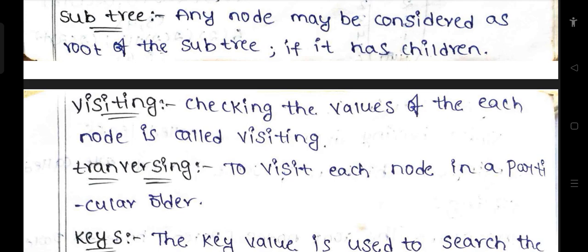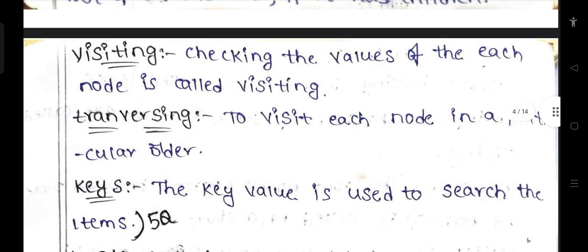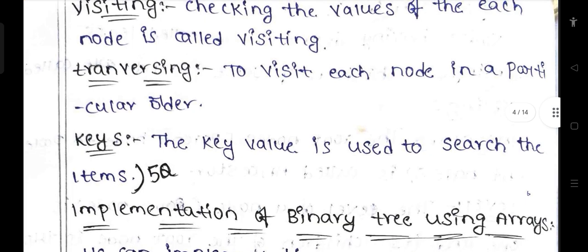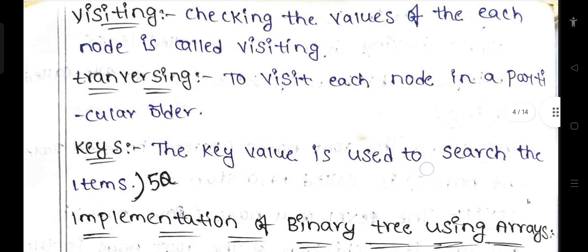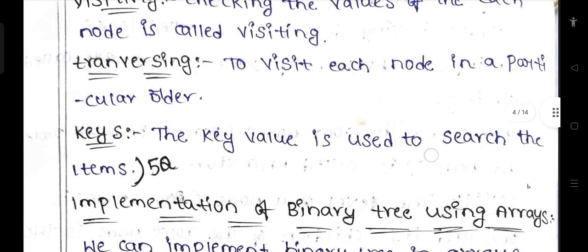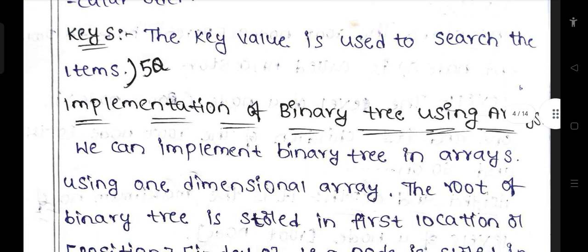Next, visiting is checking the value of each node, and traversing is visiting each node in a particular order. That means either from the right side or the left side. And keys: the key value is used to search the items. So these are the main concepts of the binary tree.